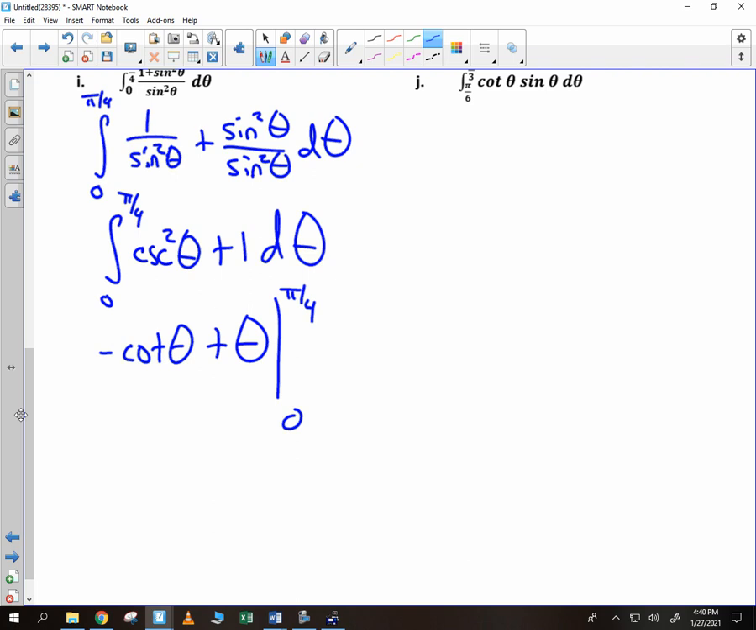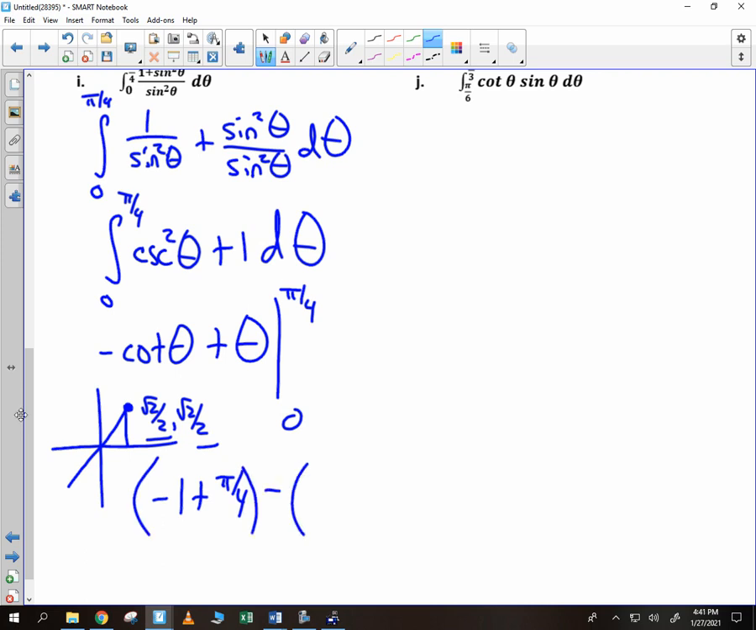As you look at this, we're going to look at pi over 4, which is right here. The terminal point is root of 2 over 2 and root of 2 over 2. Remember, tangent is your y value divided by your x value. So the tangent of pi over 4 is 1. Cotangent is the reciprocal, so that's going to be 1 as well. So we get negative 1 plus pi over 4, minus, now we plug in 0. And the cotangent of 0, well, let's look at that. The coordinate for 0 is 1, 0. So tangent is y divided by x. That would be 0. So cotangent is the reciprocal, so it's undefined.